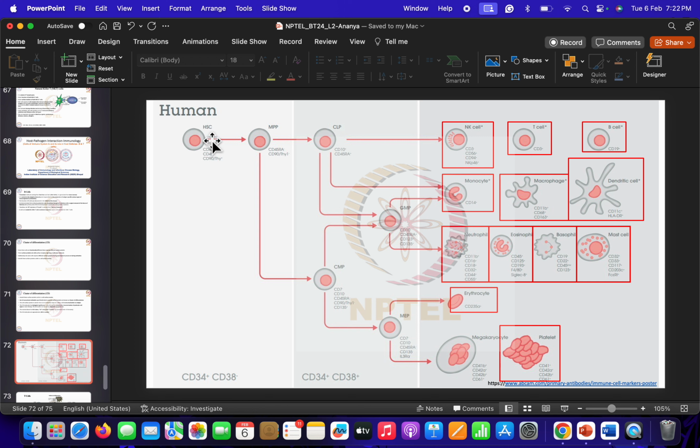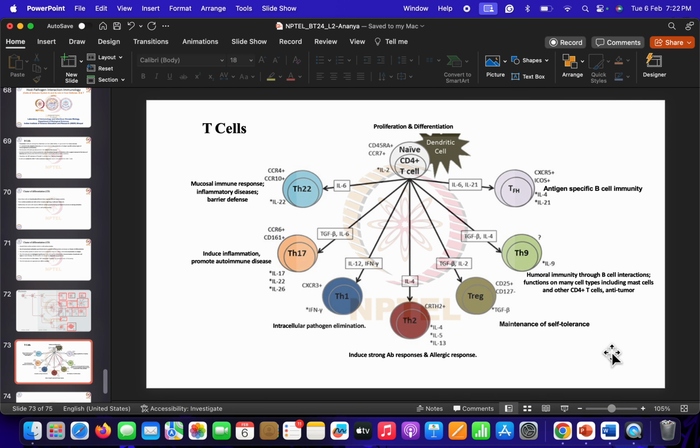So this is the hematopoietic stem cell, and there you can see the development of different blood cells: natural killer cells, T cells, monocytes, neutrophils, like all WBCs, erythrocytes, megakaryocytes, platelets. The development of T cell and B cell we will cover in detail in the next class.